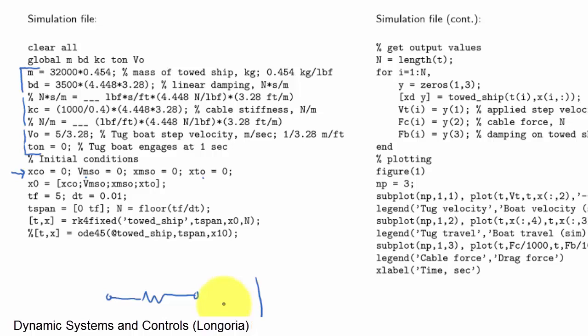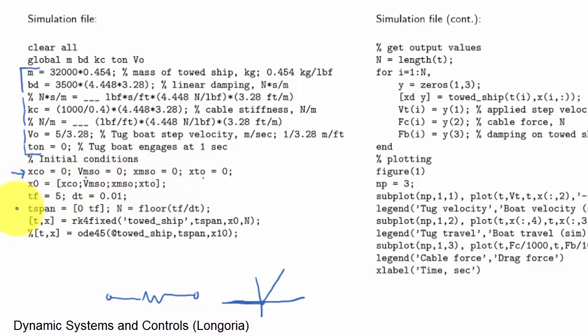Okay, so like if we draw it again, we're at this point here. So there's no force. It's also not slack, but it's at 0 force. You could start at pre-tension, but then it would be moving. Okay, so we start off at 0. Now I build my initial condition vector.